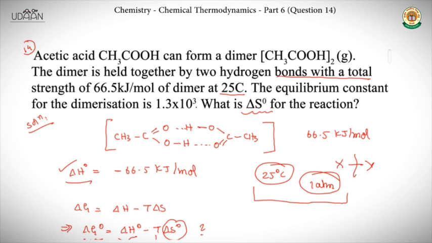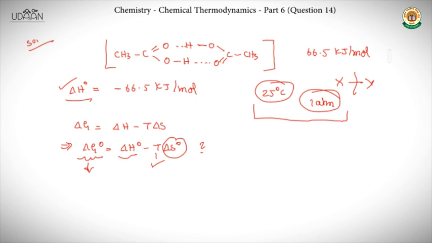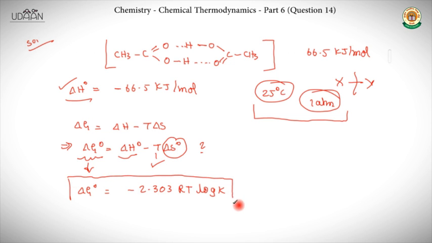So let's look into the question again. Here in the question they gave the equilibrium constant 1.3 into 10 power 3. So how can we use it to get delta G? We know the relation between equilibrium constant and delta G naught. It is delta G naught equal to minus 2.303 RT log K. So remember this formula. This is the relation between equilibrium constant and delta G naught. So we know K, temperature and R, so we can find delta G naught. Once we get delta G naught, we can get delta S naught. So this is our idea to solve the question.